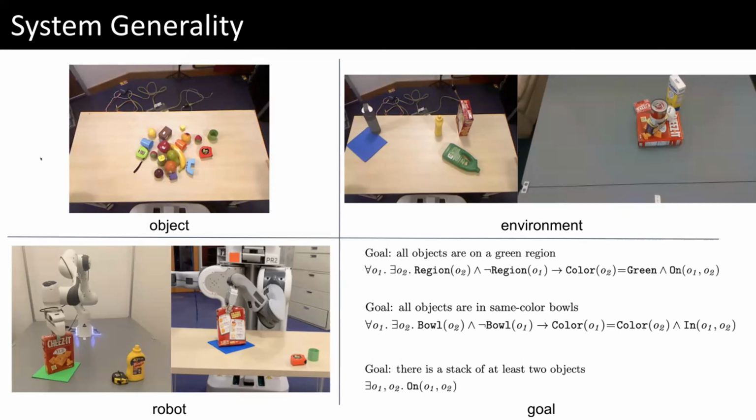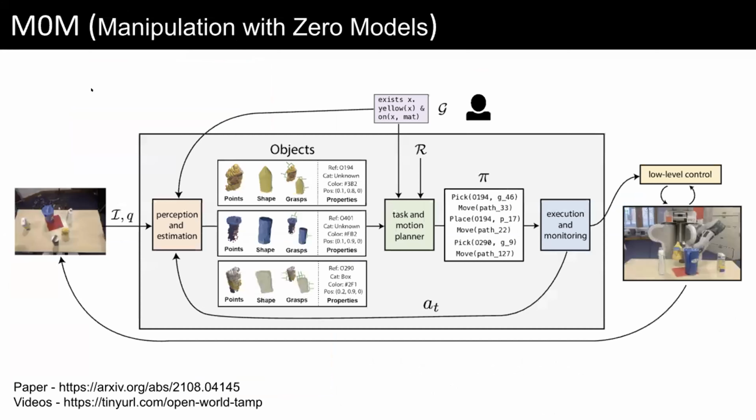Essentially what we want to do is place a robot in front of an arbitrary scene and have it be able to satisfy any arbitrary goal specified in first order logic. In this work, we present a strategy for doing just that. We call our strategy manipulation with zero models, or MOM.